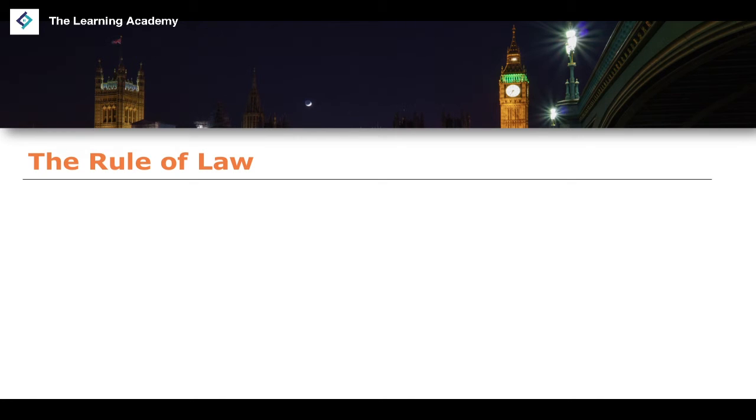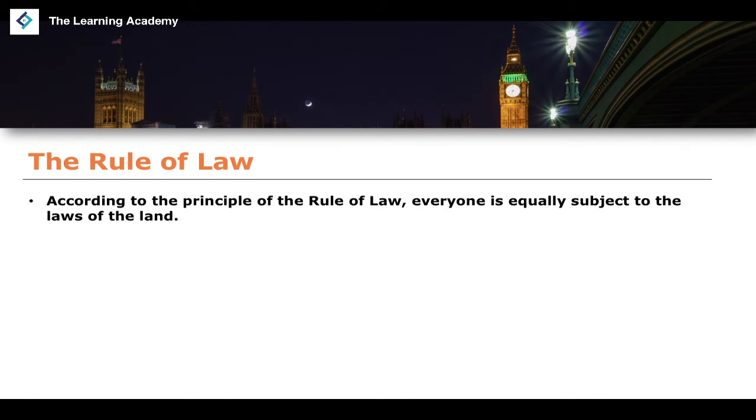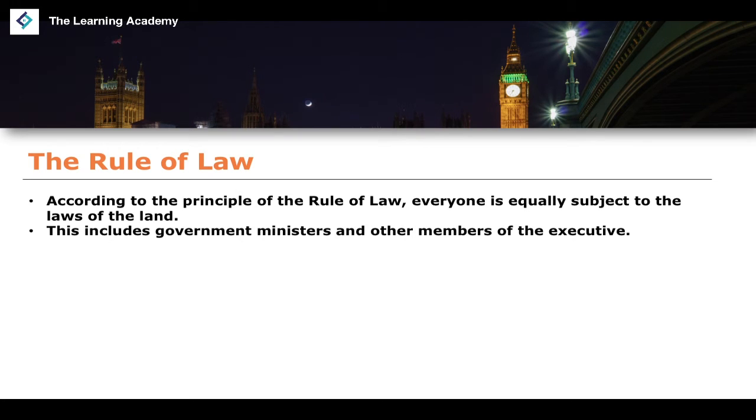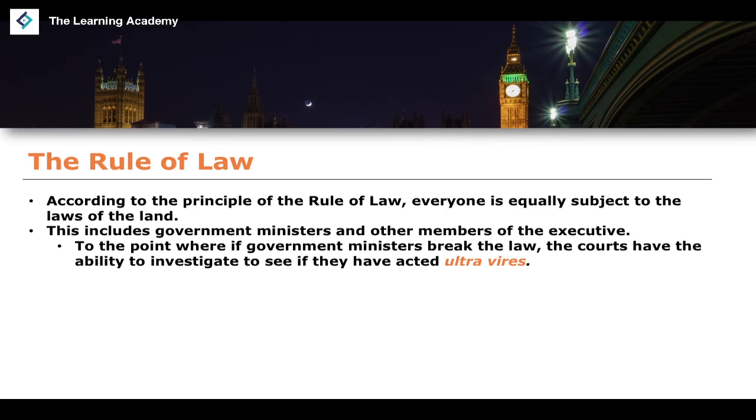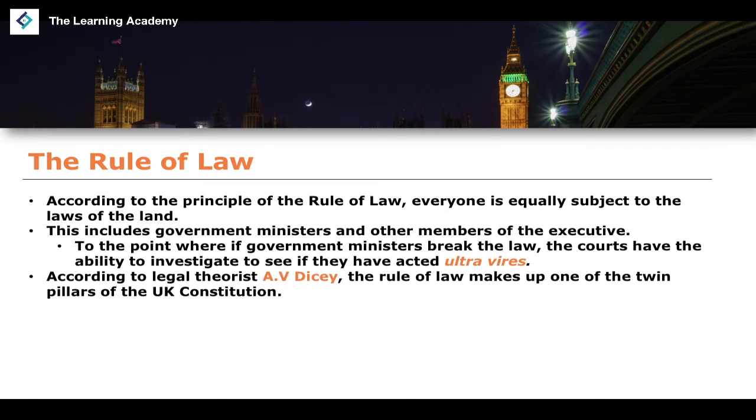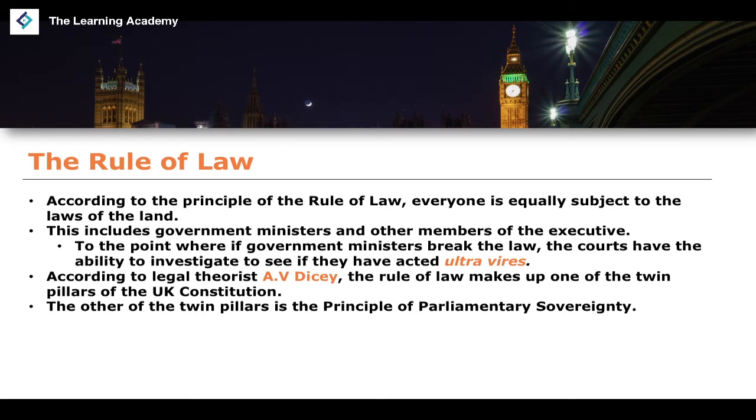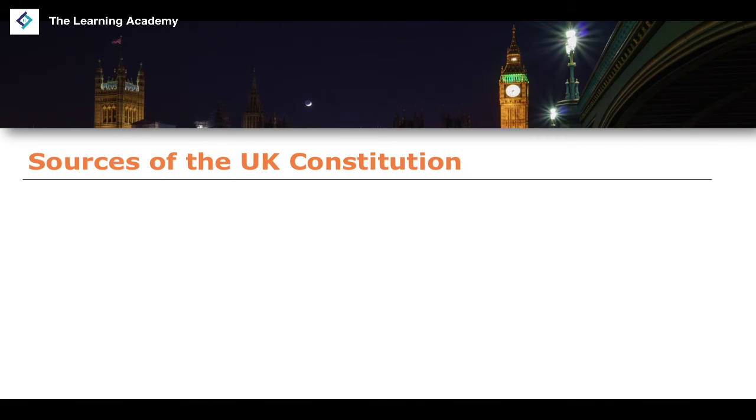The second principle of the UK Constitution that was described as one of the two pillars of the UK Constitution by A.V. Dicey, the second of these is the rule of law. Now, according to the principle of the rule of law, everyone is equally subject to the laws of the land. This includes government ministers and any other member of the executive, and also the Prime Minister. And we even have it to the point where if government ministers did break the law or acted beyond their authority, courts have the ability to investigate to see if they had acted, quote-unquote, ultra vires, have acted beyond their authority. And according to legal theorist A.V. Dicey, the rule of law makes up one of the twin pillars of the UK Constitution, the other one being the principle of parliamentary sovereignty, as I've just mentioned.